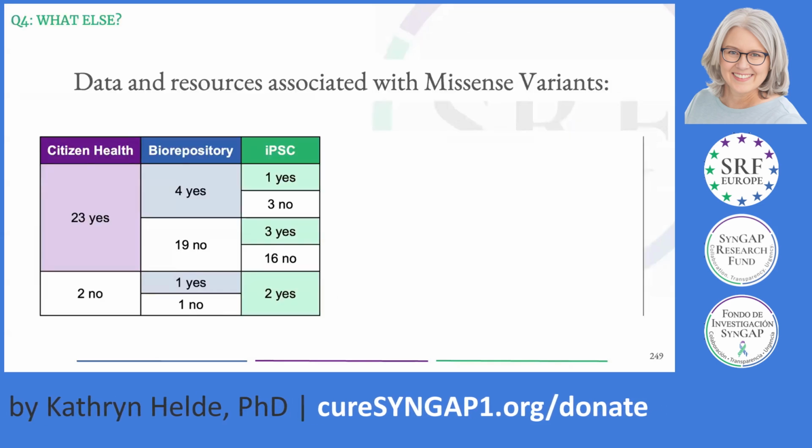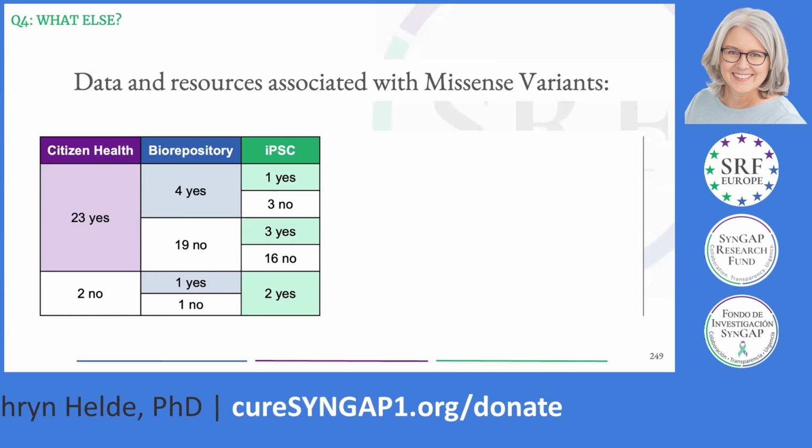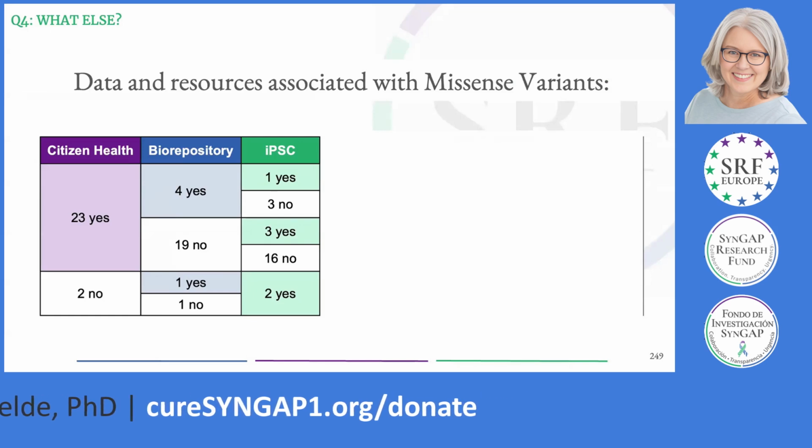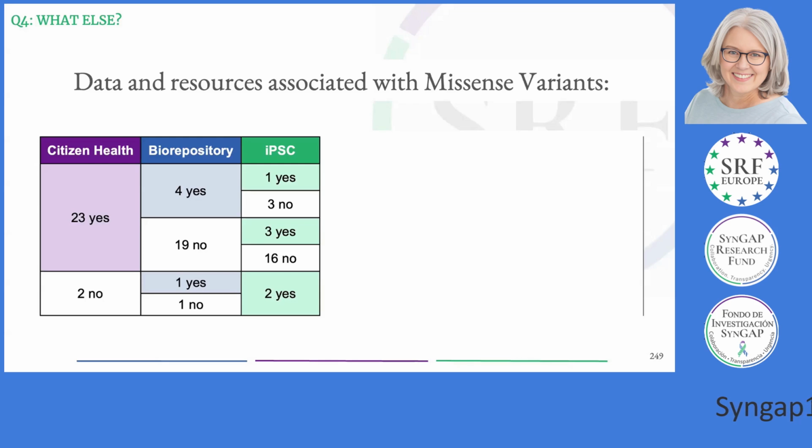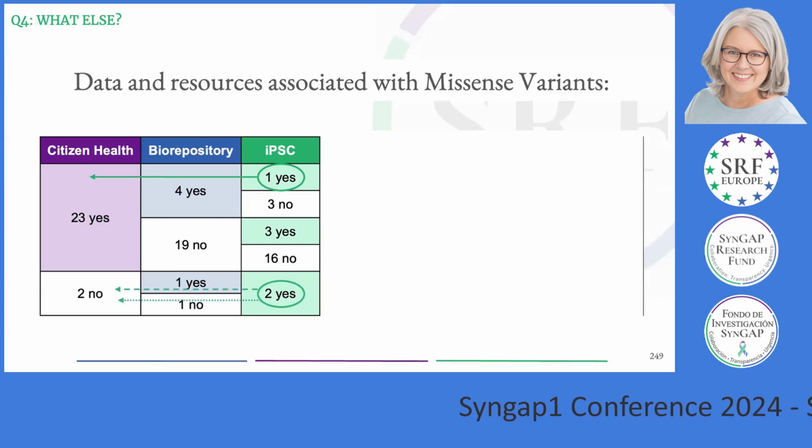Okay, so this figure here, we're going to look just at missense. I'm starting with the same three colors, the same information that I did before. So we've got citizen health in purple. For that, I have 23 missense variants that do have citizen health data, 2 that don't. On this table, of course, lots of missense variants don't have citizen health data, but for this table, we've got 2. And then the number with the biorepository data and the number with the iPSC lines. So that looks just like you would think, where you can read across and see what's there.